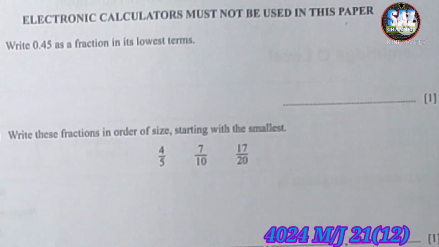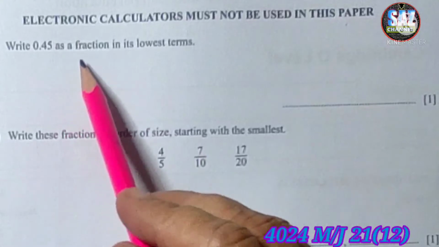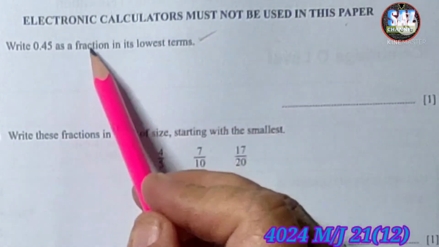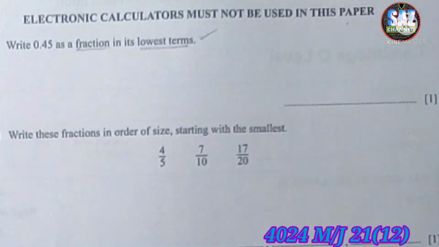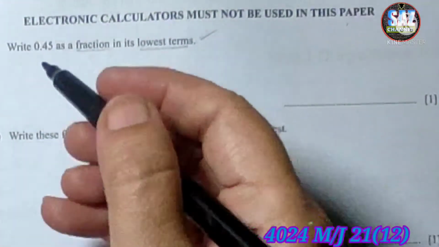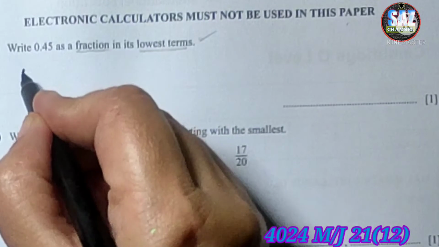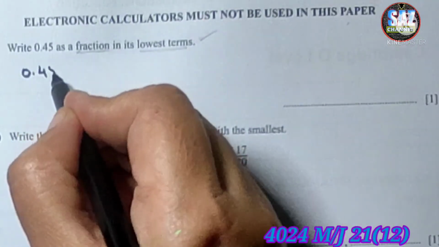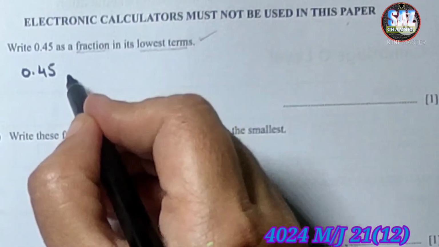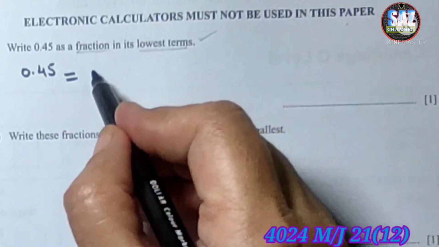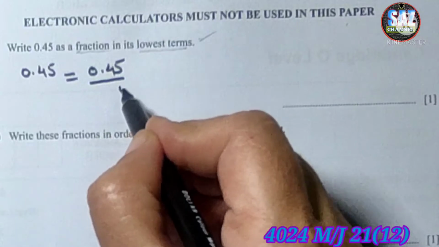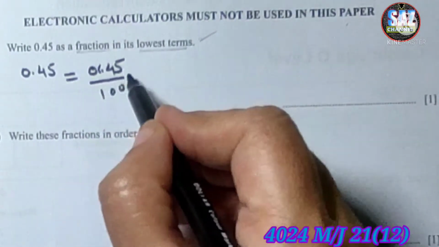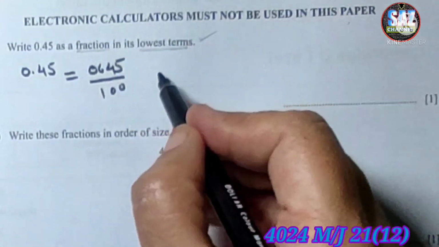Question 1 says that write 0.45 as a fraction in its lowest term. Fraction with lowest term, that we have to simplify it completely. Very easy question. What we have to do, that we have to write 0.45. Okay, and then how to simplify this? Remove the decimal, and I'm left with 45 by 100.